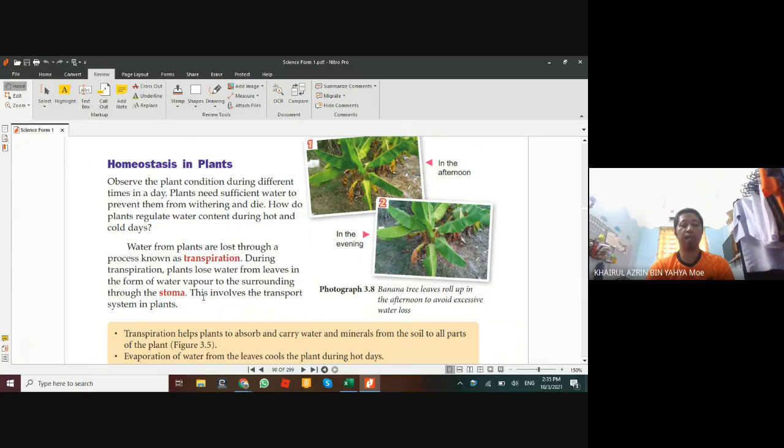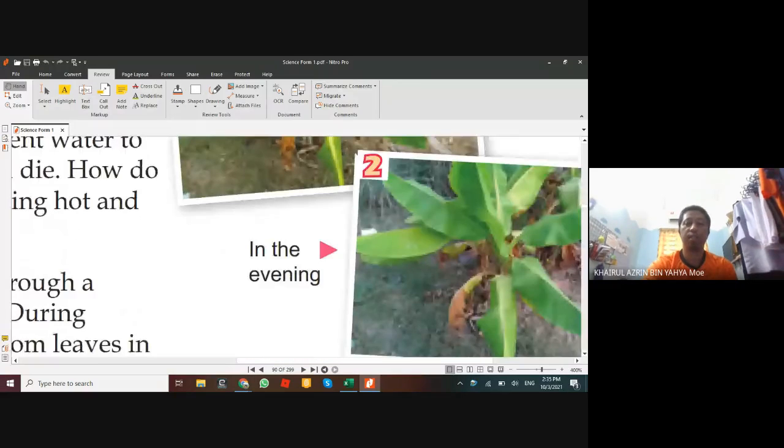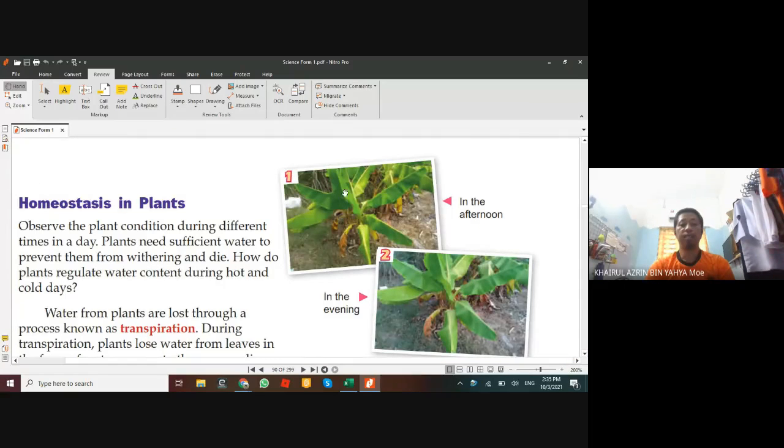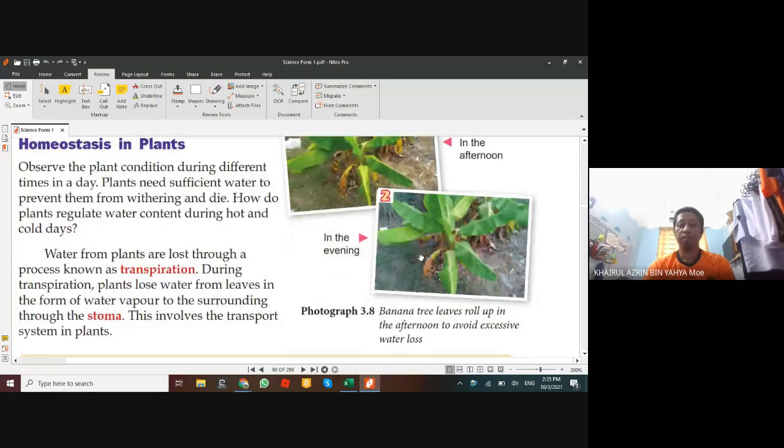I'll show you what stoma is next. This involves the transport system in plants. Okay, this is a picture. I'll make it bigger. So this is the plant, in this case a banana tree. So in the afternoon, and this one in the evening. In the afternoon, banana tree leaves roll up. Dia bergulung sedikit daun dia. In the afternoon, to avoid excessive water loss. But in the evening, like this.